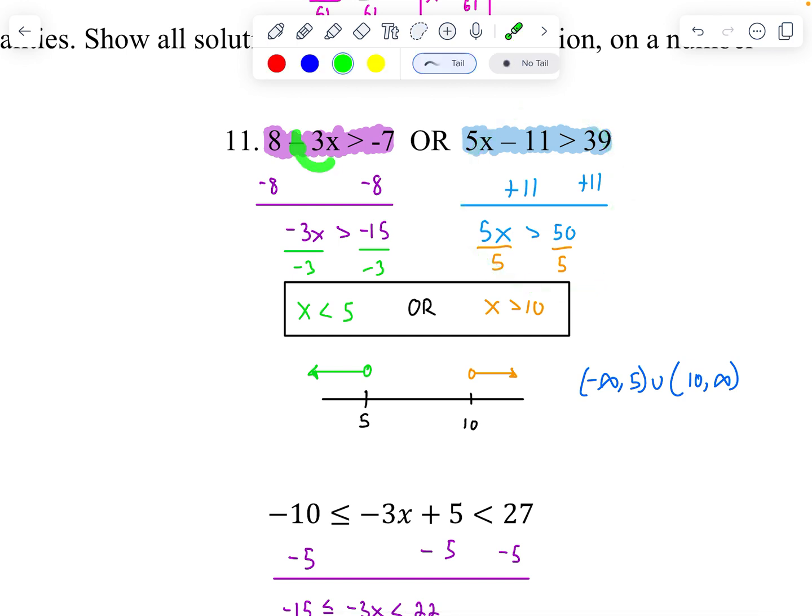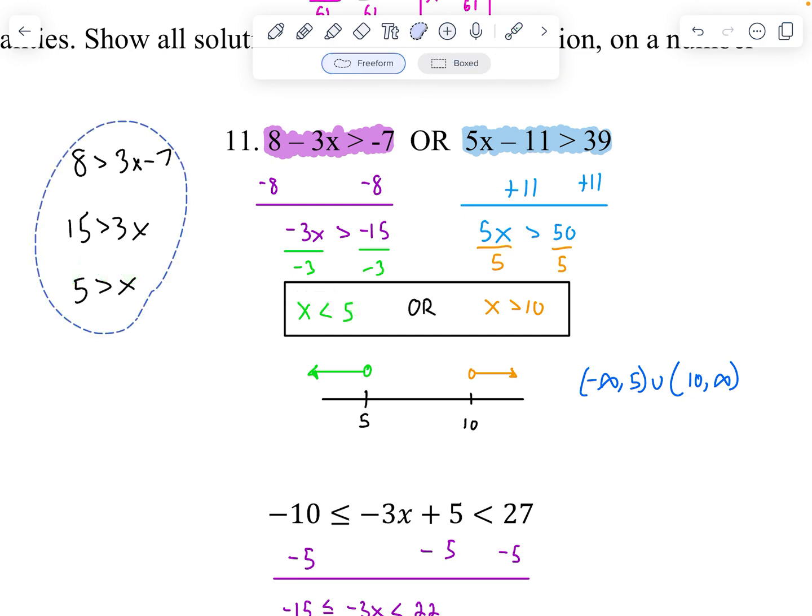The purple one, though, since we have a negative 3x, the first thing I'm going to do, I'm going to change the work that you see on the sheet right now. I'm going to add 3x, so 8 is greater than 3x minus 7. Then add 7, so you get 15 is greater than 3x. And divide by 3, so you get 5 is greater than x. And so if you read it starting with x, you get x is less than 5, which is the same thing this says. Everything else is the same beyond that.